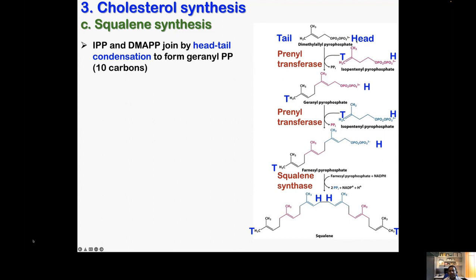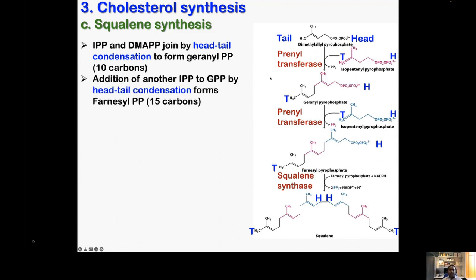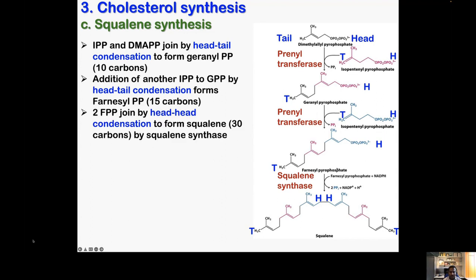This is basically head to tail condensation. So this position is going to join here in order to produce the next molecule. So the next molecule will be geranyl pyrophosphate, which will contain 10 carbon because this is 5 carbon, this is 5 carbon. It's joining together by removing pyrophosphate and then producing a 10 carbon containing molecule called geranyl pyrophosphate. Now there's an addition of another IPP. Here again this geranyl pyrophosphate undergoes head to tail condensation with another IPP, producing the next molecule called farnesyl pyrophosphate or FPP.